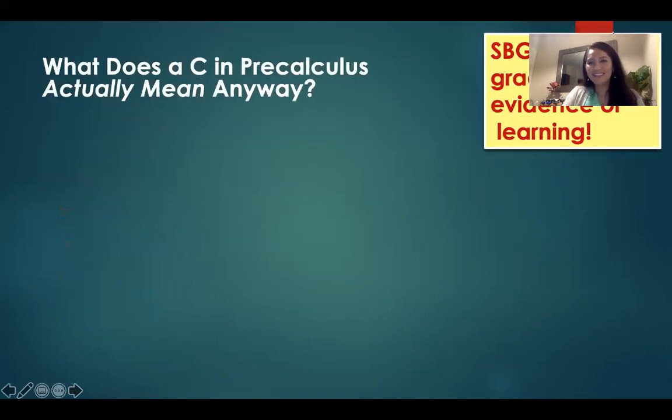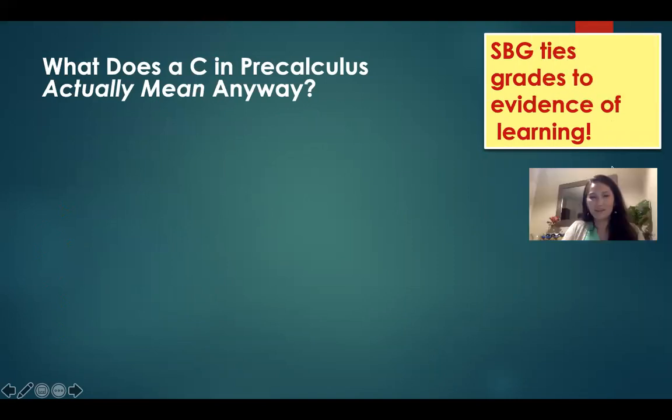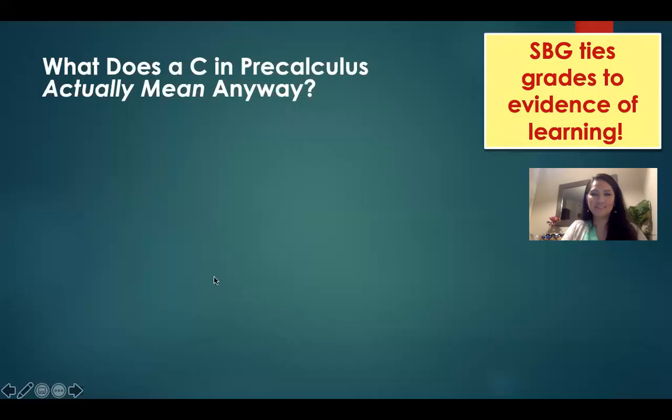Okay, so this is the big question: why? Why would you do this? Why SBG? I use standards-based grading because I believe it ties grades to evidence of actual learning. So this is just going over the rationale.